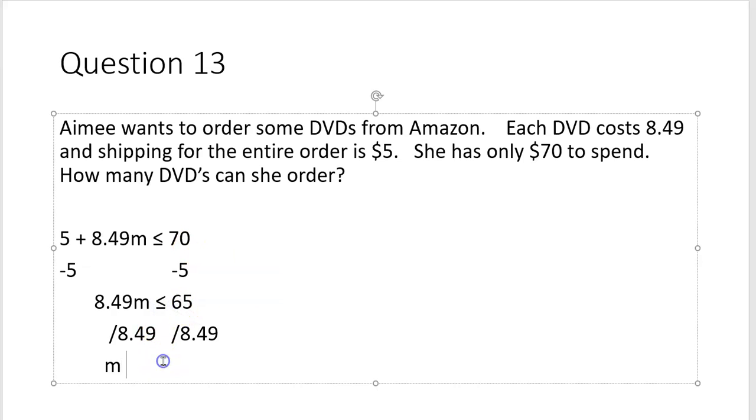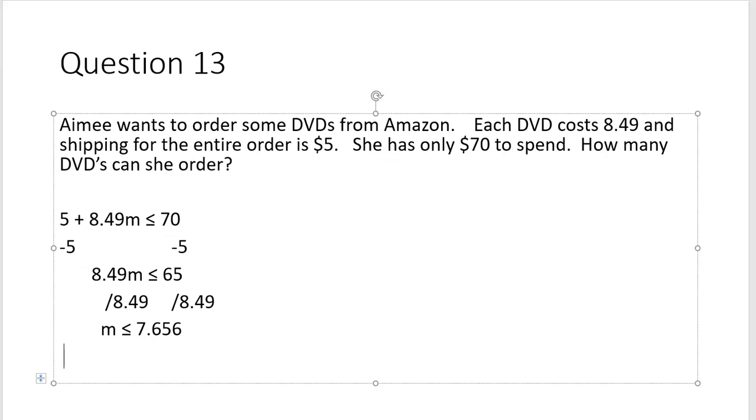And my answer is 7.656. Now, this is where math and the real world meet. You're not going to order 0.656 DVDs. You just can't. It doesn't make sense. So really, she can order at most 7.